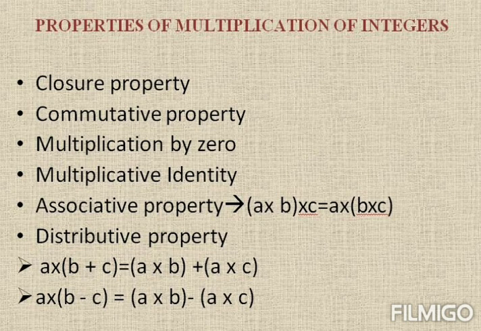Next property is the associative property of multiplication of integers. For any three integers, (A into B) into C is equal to A into (B into C), and this is true for every integer. So associativity is true for integers. Next property is the distributive property. First, A into (B plus C) is equal to A into B plus A into C. This is the distributive property of multiplication of integers over addition. The next one is A into (B minus C) is equal to A into B minus A into C. This is the distributive property of multiplication of integers over subtraction.